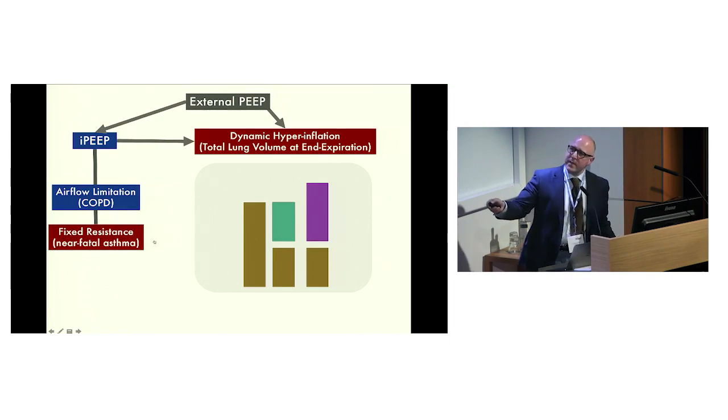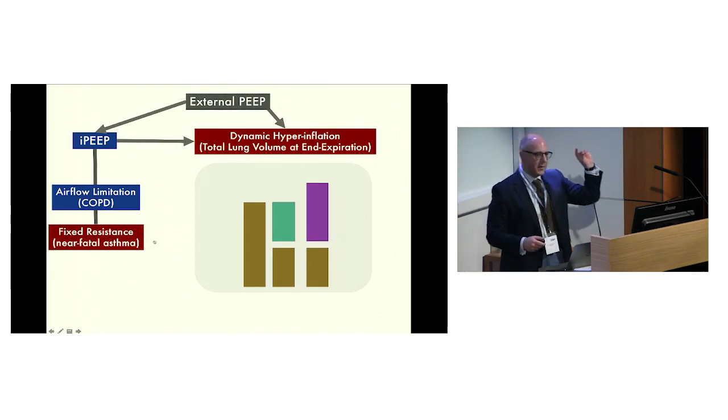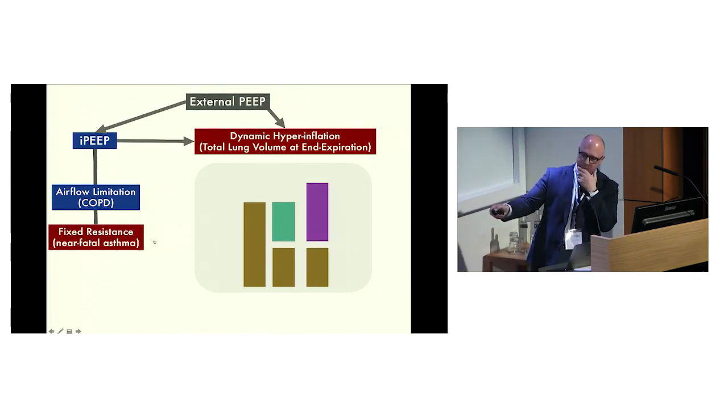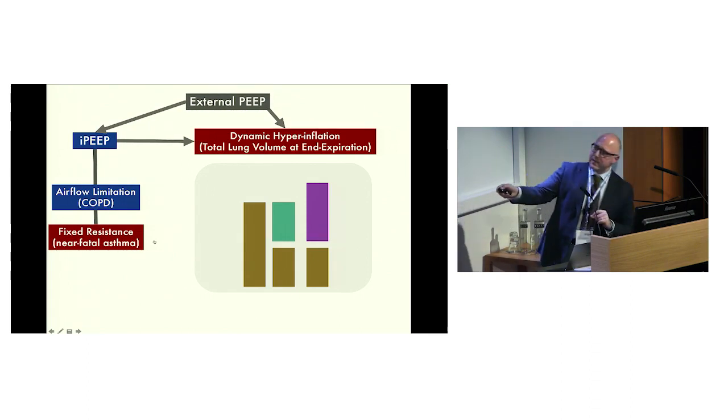This is a COPD, so intrinsic PEEP in COPD where there is airflow limitation, so the small airway will collapse. This is one type of pathology where PEEP might be useful. In near-fatal asthma, there is a fixed resistance. So every time you add to that, you will increase resistance. So that is not useful. And I put that there as an indication.